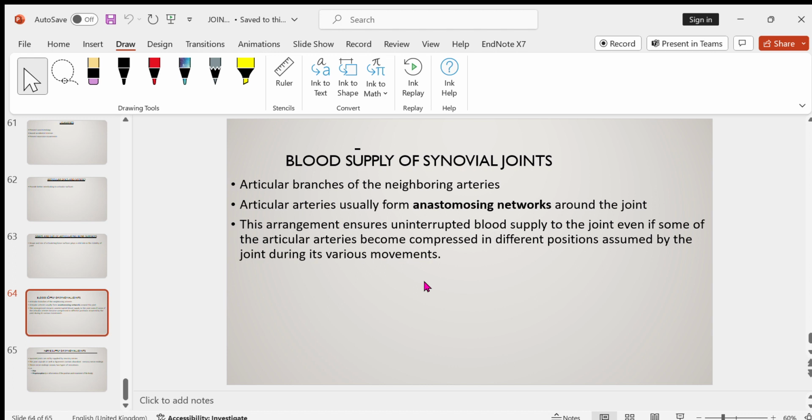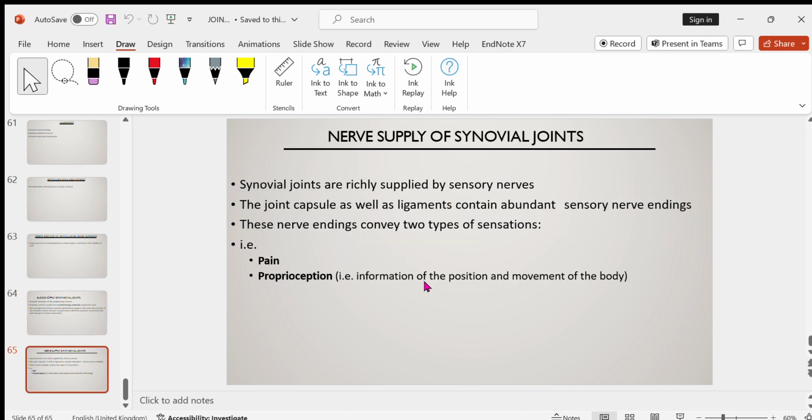What happens is that if there is a specific movement of the joint and some vessel is compressed, this anastomotic channel doesn't let the blood supply get disrupted, and the blood supply to the joint remains intact, and the anastomotic channels are very important in this manner.